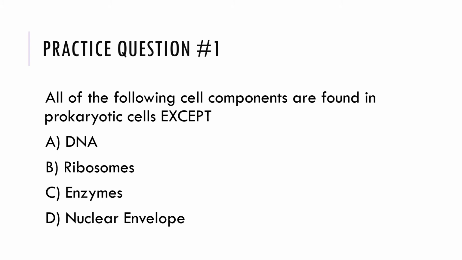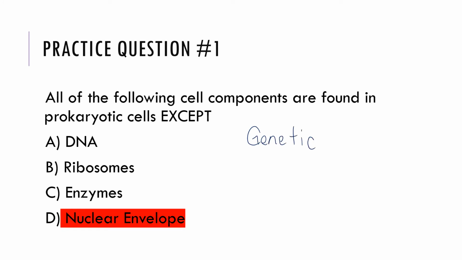So in this first one here, all of the following cell components are found in prokaryotic cells except DNA, ribosomes, enzymes, or the nuclear envelope. Well, the answer is D, nuclear envelope. Remember that there are 4 components found in all cells, whether they are prokaryotes or eukaryotes. They need some type of genetic information, some type of chromosome. They need ribosomes to turn those into proteins.